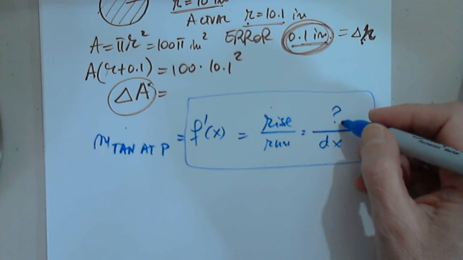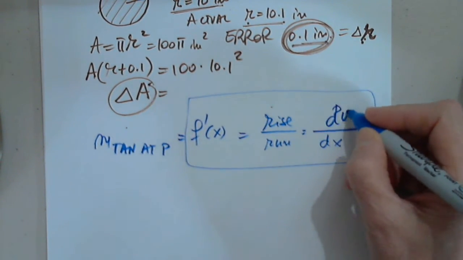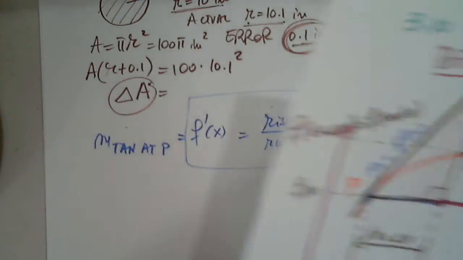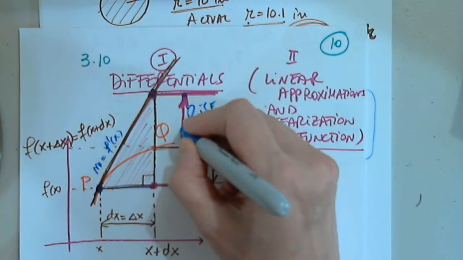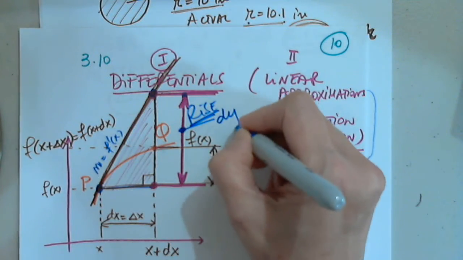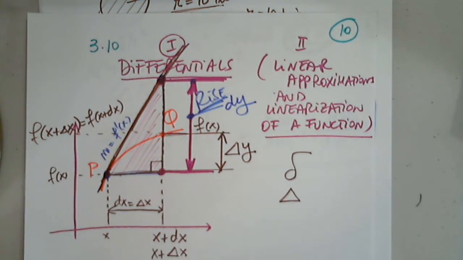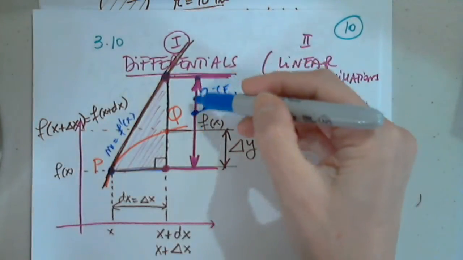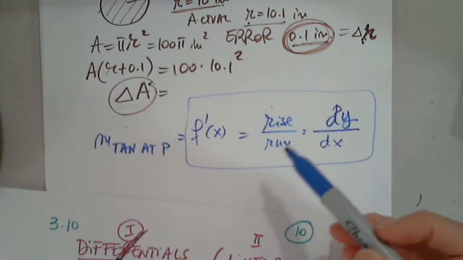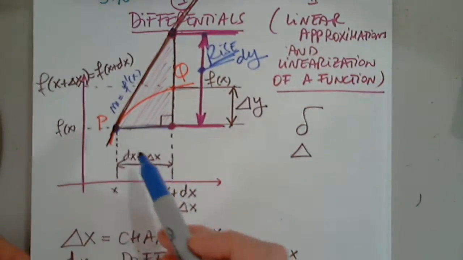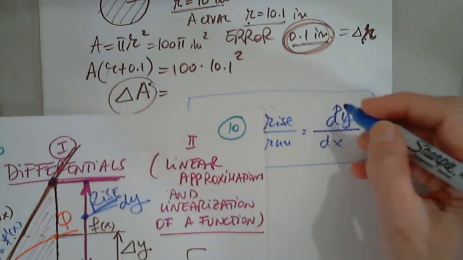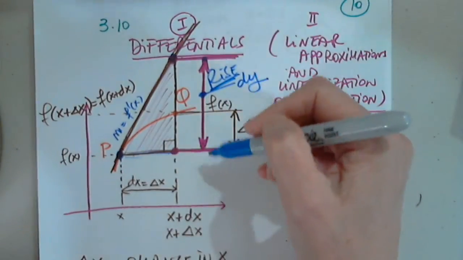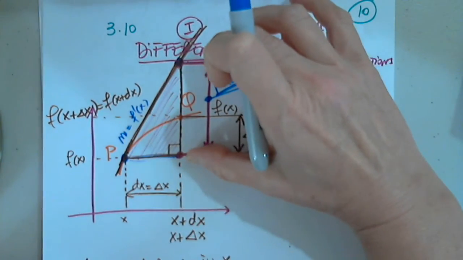Would it be the dy? Of course, it cannot be anything else. Thank you very much. So this piece, the rise, is dy. And now, I never told you that dy has a meaning, but it does. I never told you that dx has a meaning by itself, but it does. But it also dy. Okay, what does this represent?